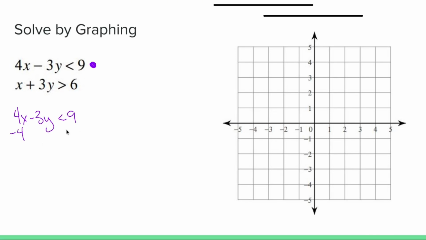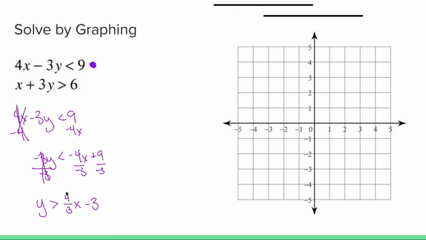Let's subtract 4x from both sides. Cross it out. Drop down the negative 3y is less than negative 4x plus 9. Divide everything by negative 3. Now keep in mind, when you divide an inequality by a negative, you flip the sign. So negative 4 over negative 3 is positive 4 over positive 3. X comes along for the ride. 9 divided by negative 3 is negative 3. So now I have y is greater than 4/3 x minus 3.